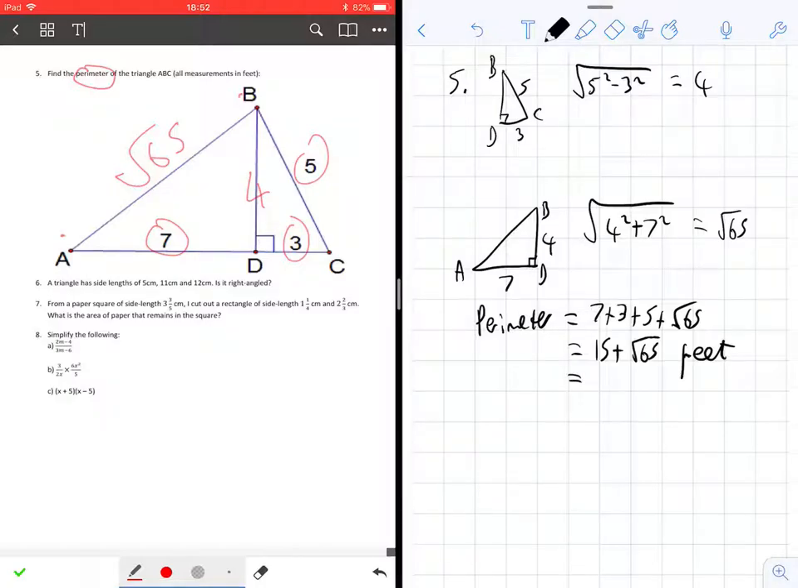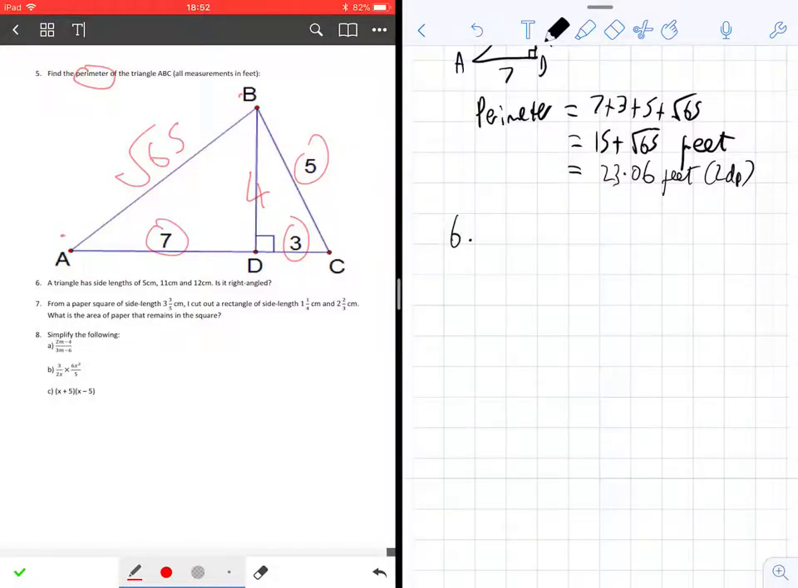And I'm going to write that in decimal form. It's 23.06 feet to 2 dp. Because the question doesn't specify otherwise, exact form would be perfectly satisfactory.